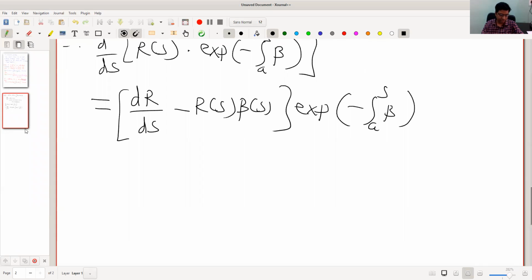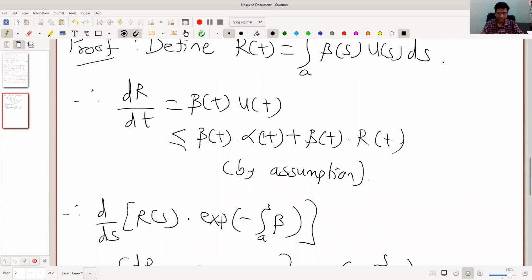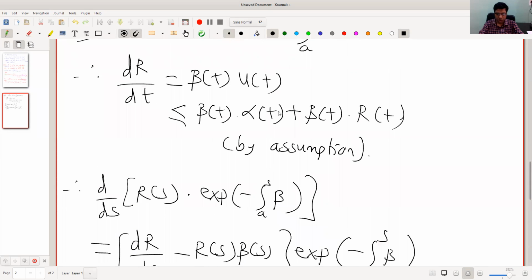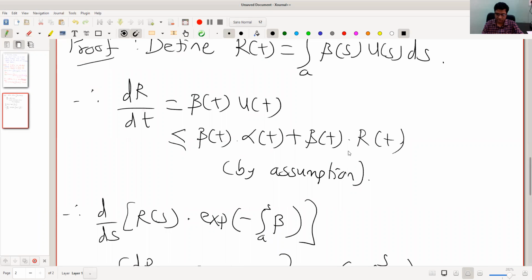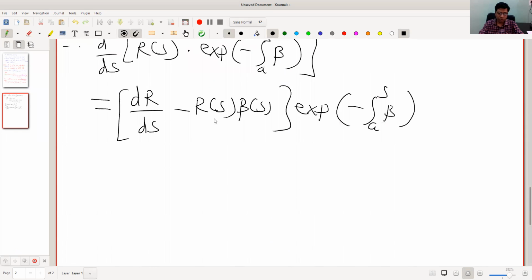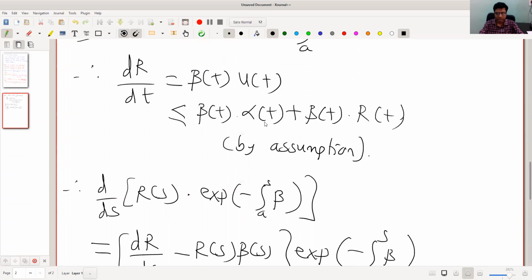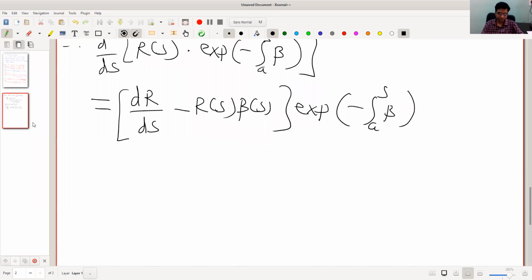Now dr by ds minus beta of s r of s. This thing, t or s doesn't matter. So dr by ds minus beta of s r of s, we are taking this term to the left hand side. So it is less equal beta of s into alpha of s. So this square bracket is less equal beta of s into alpha of s into exponential.